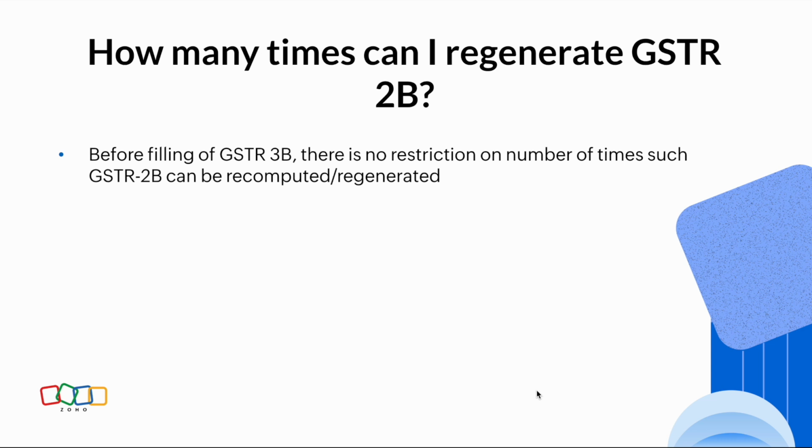If you have pushed the data in IMS, then you have to recompute the GSTR 2B from the portal. Only then the inward data would be visible in GSTR 3B filing. As many times as the IMS data is pushed, GSTR 2B has to be recomputed as many times.